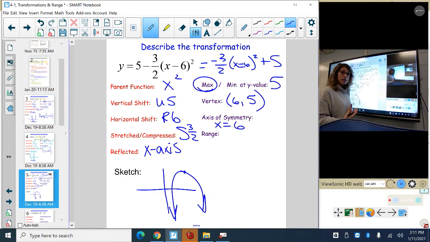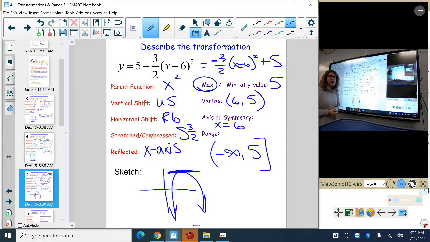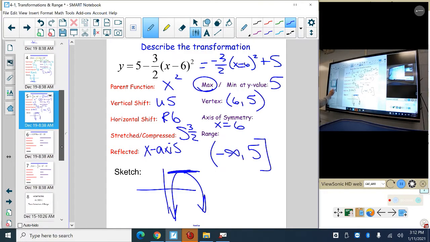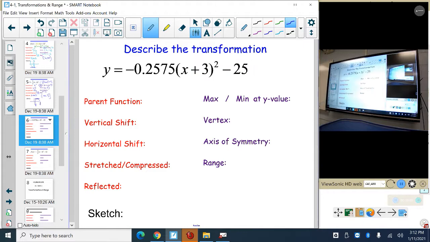Now we're going to read this thing from which direction? Bottom to top, which means I start at negative infinity, and where do I top out at? What y value? The y value is 5, and that's why I have a bracket there. Okay? Let's do it again.